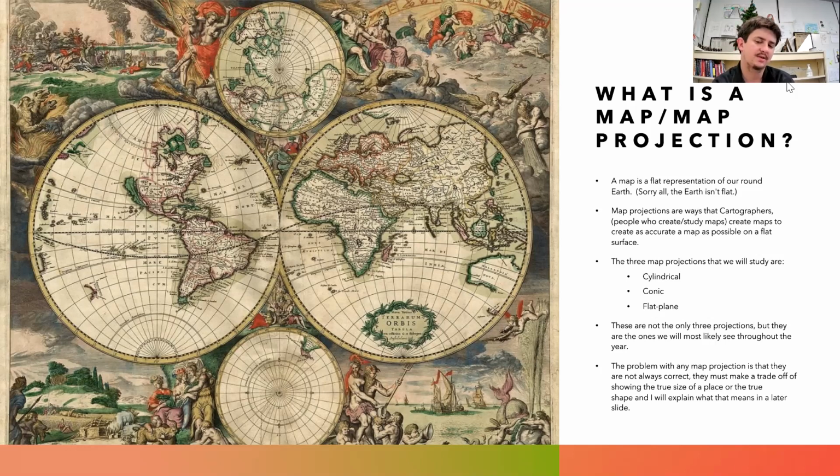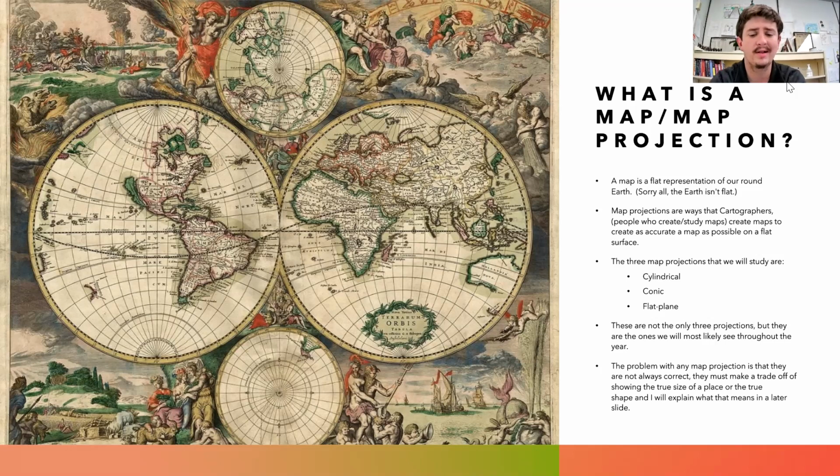The three map projections that we're going to study, at least for today, are cylindrical, conic, and flat plane. I want to point out that these aren't the only three projections, but they are the ones that we will more than likely see as we go throughout the year. So that's why I kind of want to highlight them now.